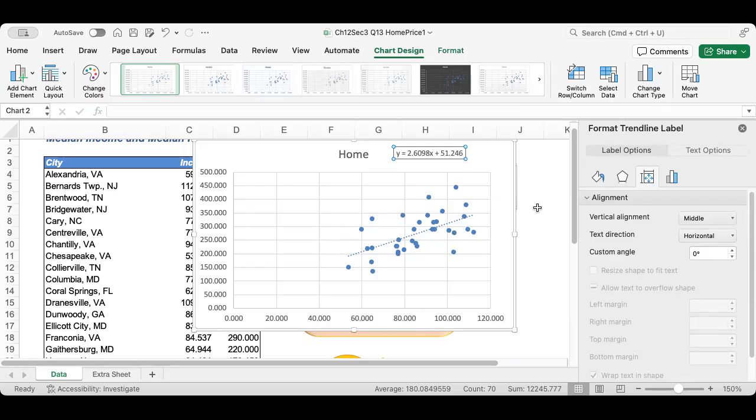Let's do the same analysis we were just looking at. The 2.61 times X. What does that mean? That's our slope.